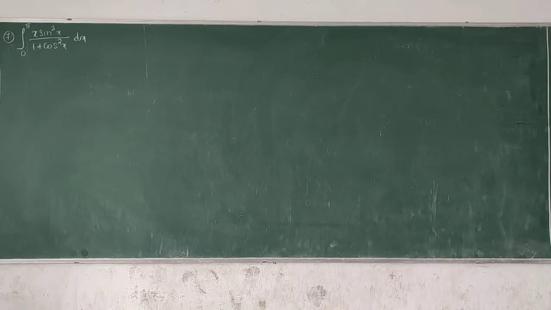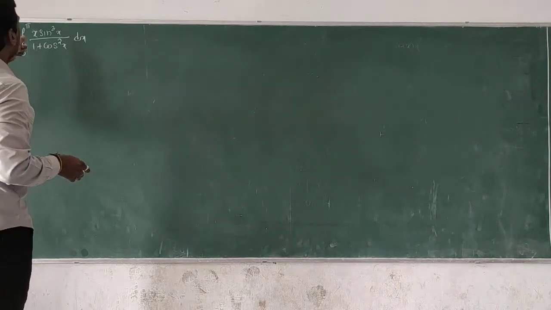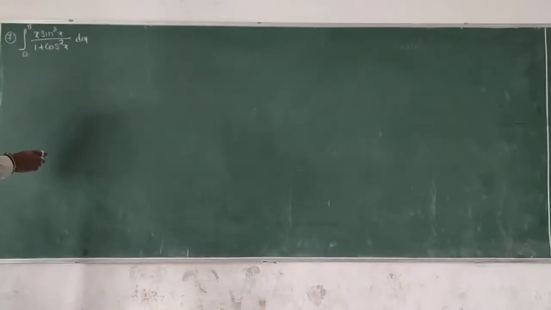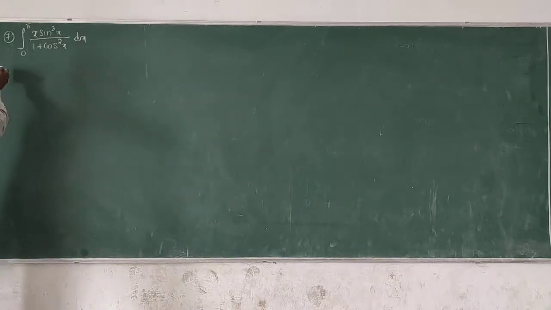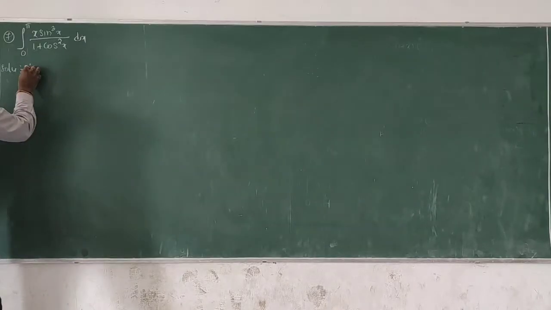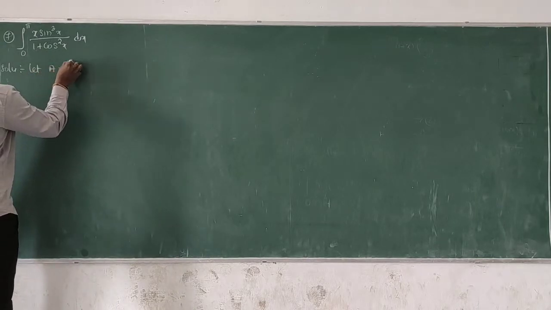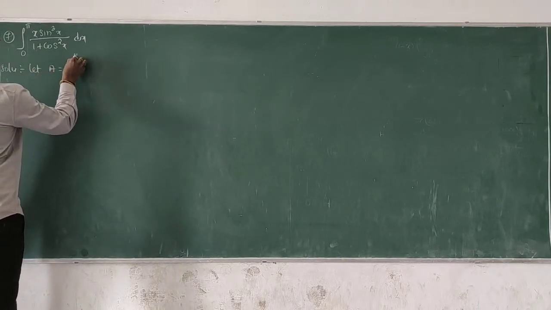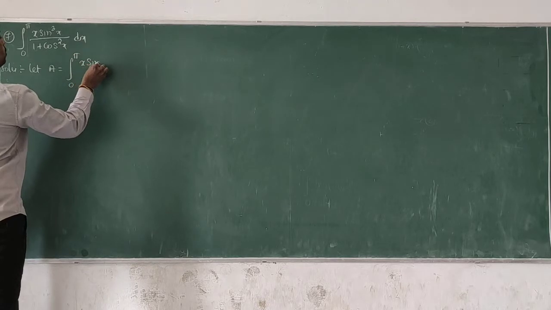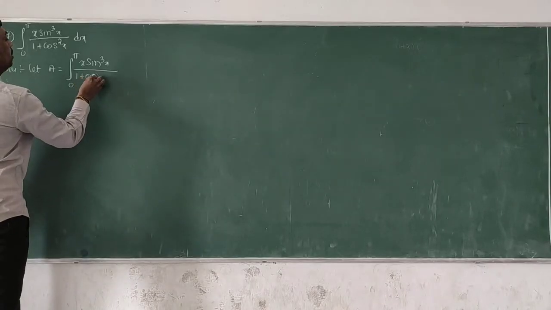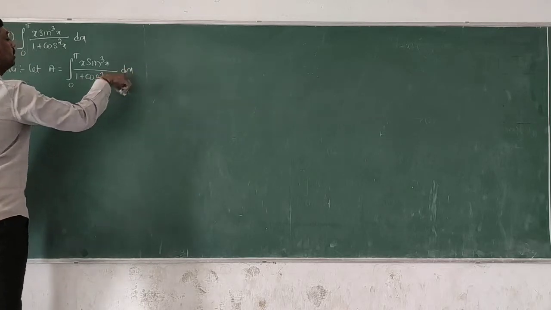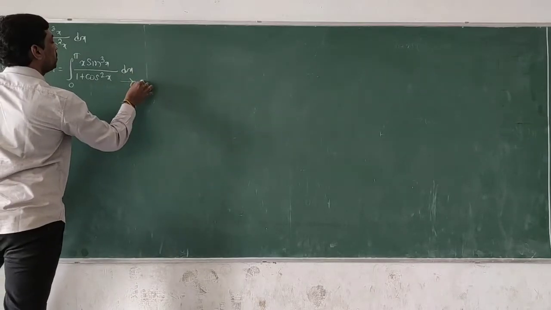Yes, students. Next continuation. 7th question, 7 marks only. This one is also integration 0 to pi x sin cube x by 1 plus cos square x. Okay. So in order to solve this one, let A equal to integration 0 to pi x sin cube x by 1 plus cos square x dx. Take this as the first equation.